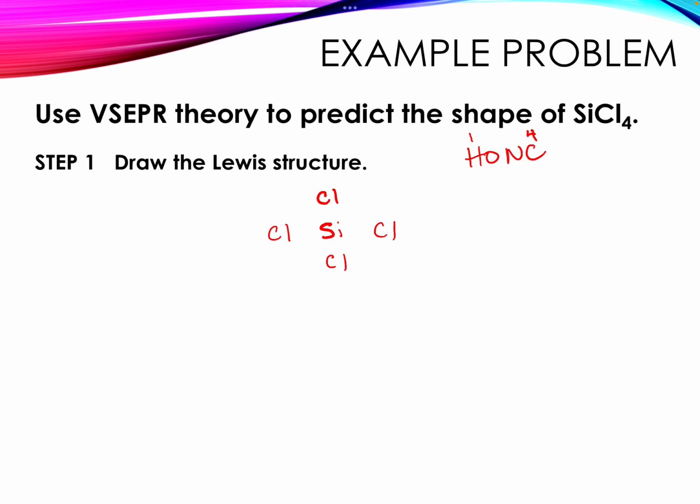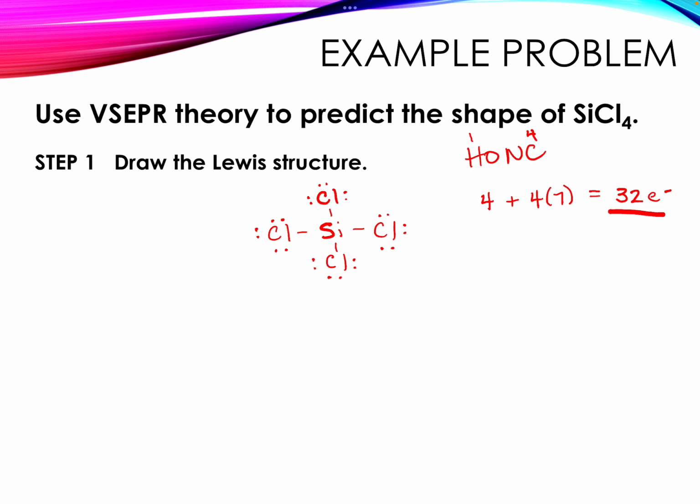Then we need to figure out how many electrons we can use in our structure. Silicon has 4, plus 4 times 7 from each of the chlorines, and that will get us 32. So we can use 32 electrons in our structure. So we go 2, 4, 6, 8, 10, 12, 14, 16, 18, 20, 22, 24, 26, 28, 30, 32. All right, so we take a look: did we use all of our electrons? Yes. And do all of the atoms have an octet? Yes. So that means we've drawn a good Lewis structure and we're ready to determine the shape.